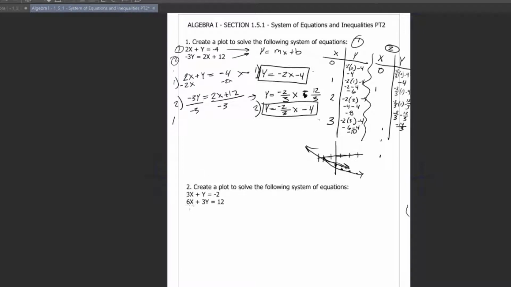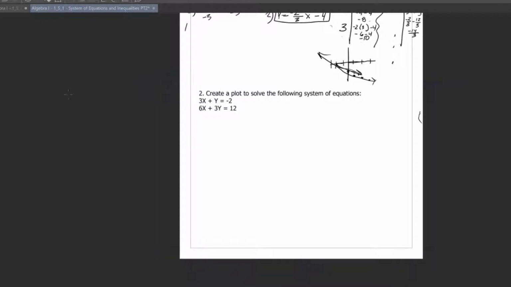And let's go to number 2. Create a plot to solve the following system of equations. Again, same steps as question number 1. You're solving the question, then you're coming back with maybe a table, and then from that table, you go ahead and plot whatever is on the graph. So equation 1 is going to be 3x plus y equals negative 2, and equation 2 is going to be 6x plus 3y equals 12. And I'm just going to split these up like this just for visibility.